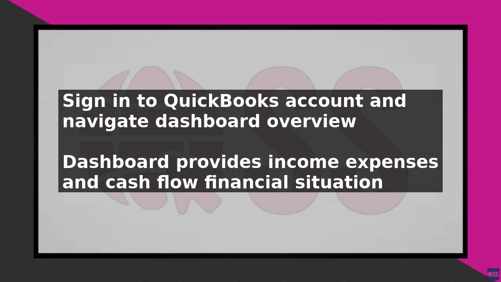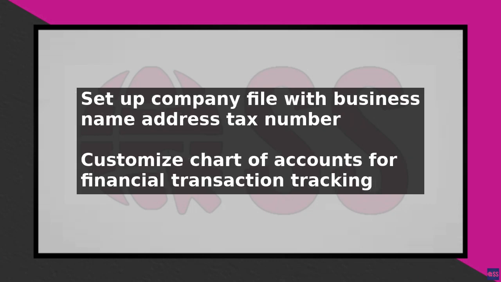The first step is to set up your company file by adding your business name, address, and tax identification number. You will also need to set up your chart of accounts, which is a list of all the accounts used to track your business's financial transactions. QuickBooks Essentials provides a default chart of accounts, but you can customize it to suit your business needs.